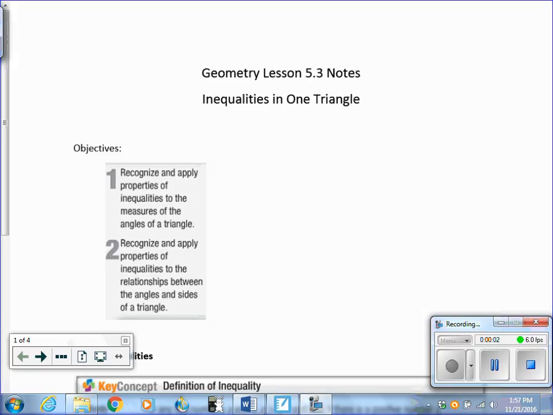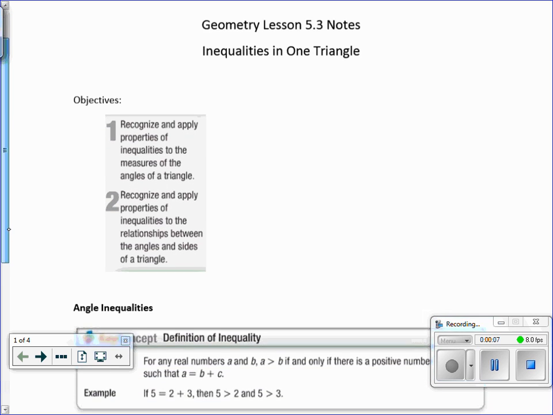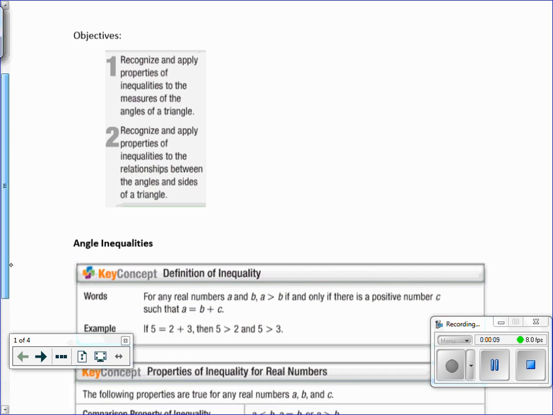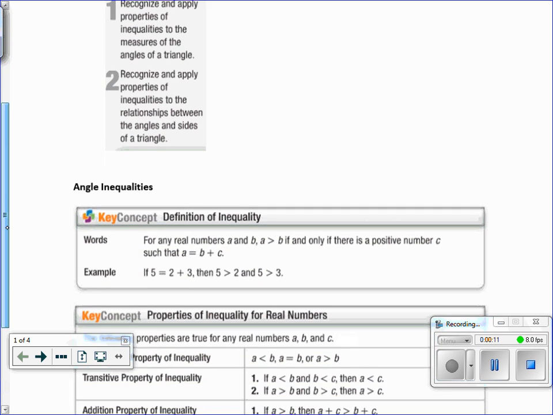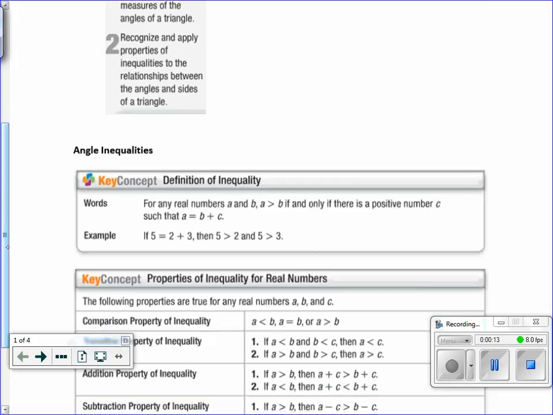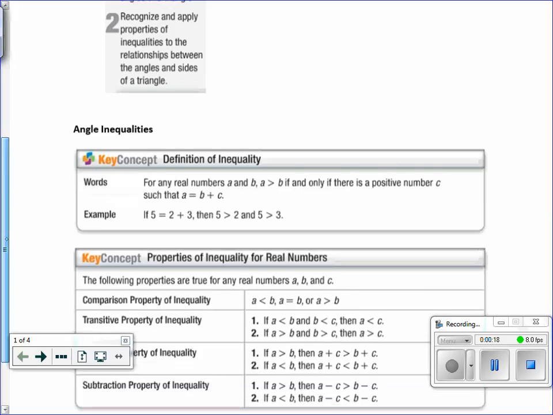Okay, we're going to do lesson 5.3. It's on inequalities in one triangle. What we do is we compare the values of the measures of the angles of the triangle, and then we're also going to compare the angles and the associated sides.